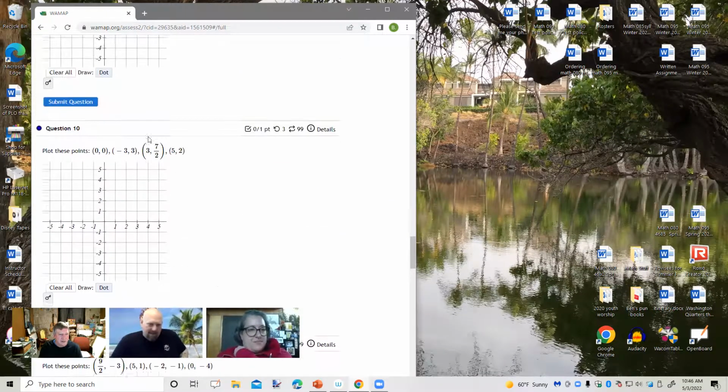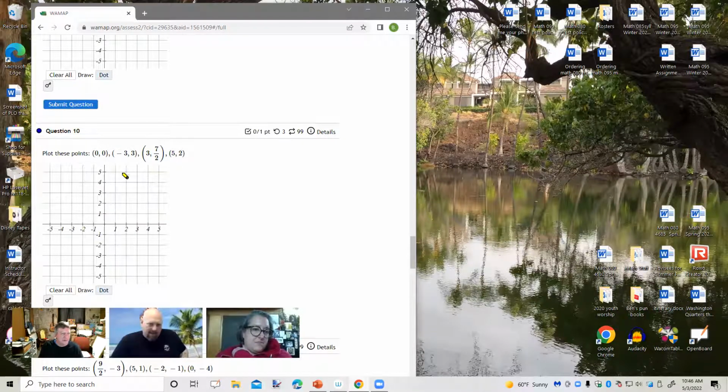Oh, let's do one that has an improper fraction. So dot 0, 0, -3, 3, 3, 7/2. Well, they don't typically use a mixed number in an ordered pair. They might use a fraction, a proper or an improper fraction. They might use a decimal. So they could have used 3.5, but they typically don't use a mixed number. But 7/2 as a mixed number would be 3.5.